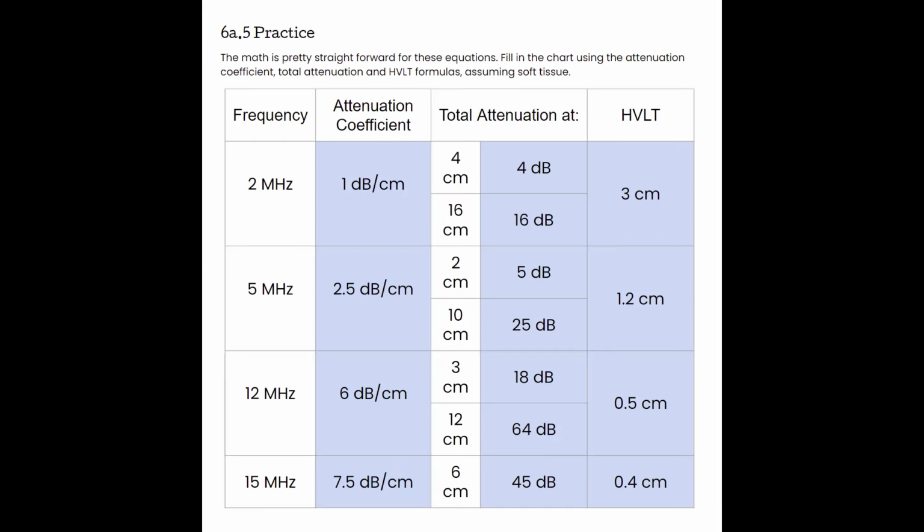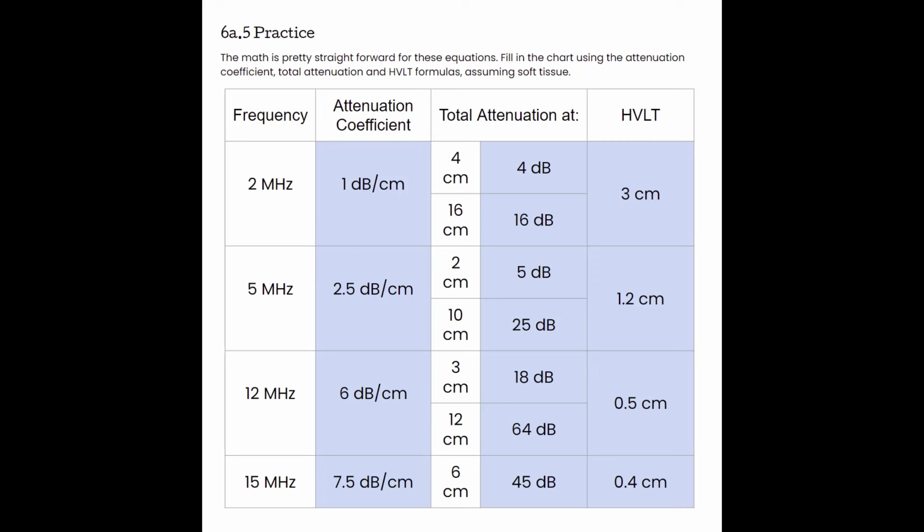And here are the answers. So remember that attenuation coefficient is the frequency divided by 2. 2 divided by 2 is 1. 5 divided by 2 is 2.5. 12 divided by 2 is 6. Attenuation coefficient unit is decibels per centimeter.